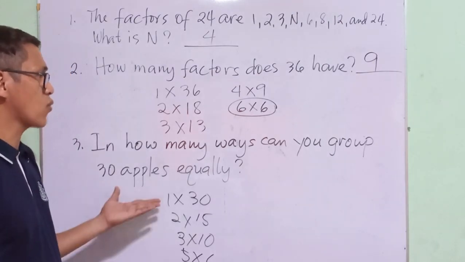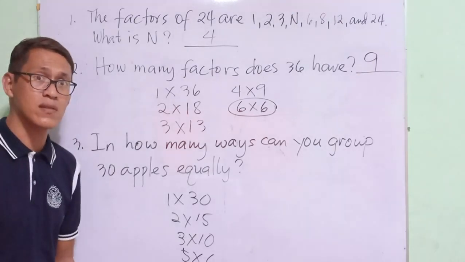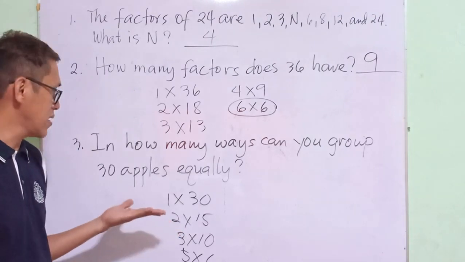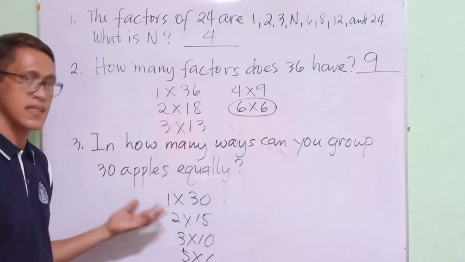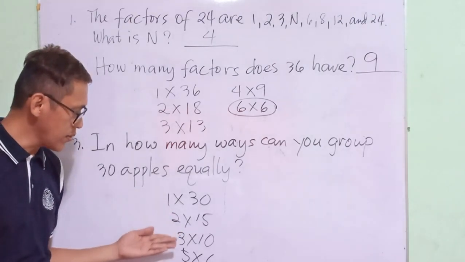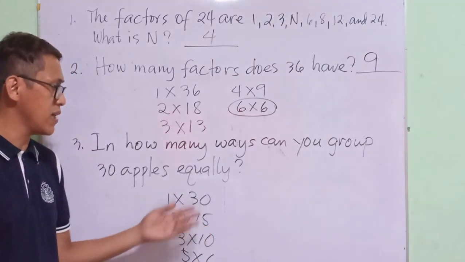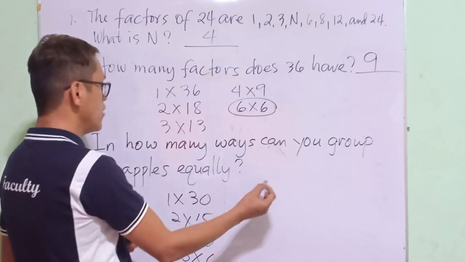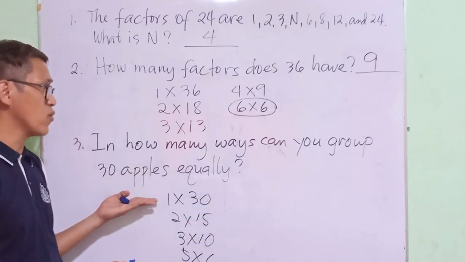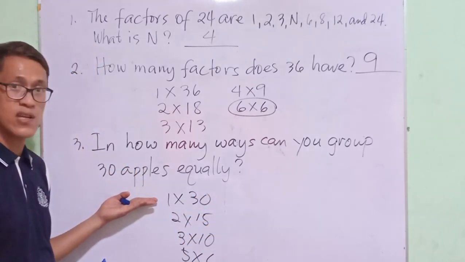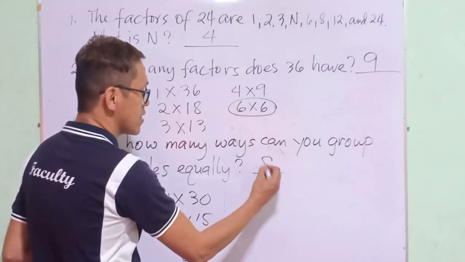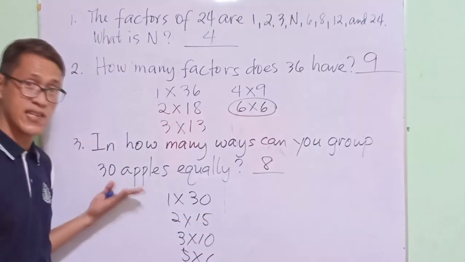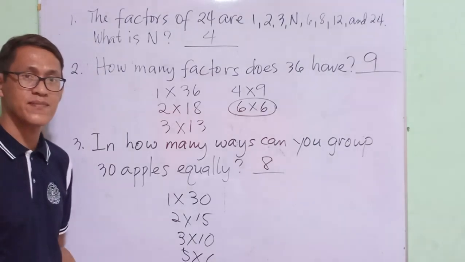So to answer this question, you simply count how many factors 30 has. Yes, so let's count. 1, 2, 3, 4, 5, 6, 7, 8. 30 has 8 factors. So if you want to answer this question, how many ways can you group 30 apples equally? The answer is 8, because 30 has 8 factors.